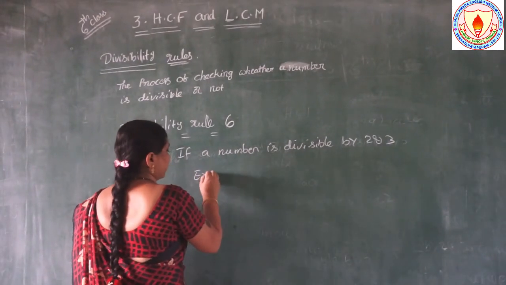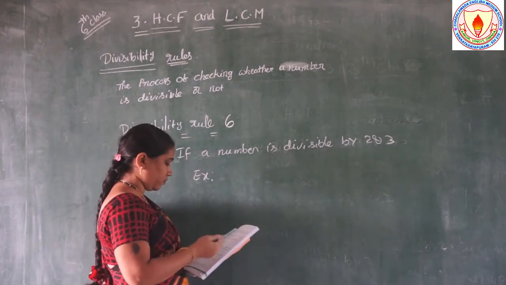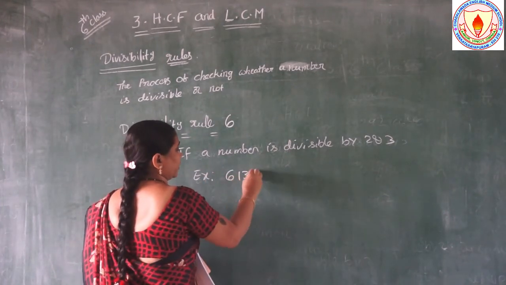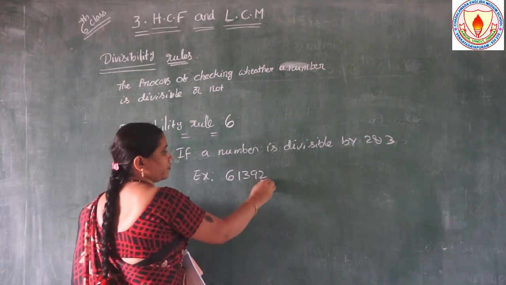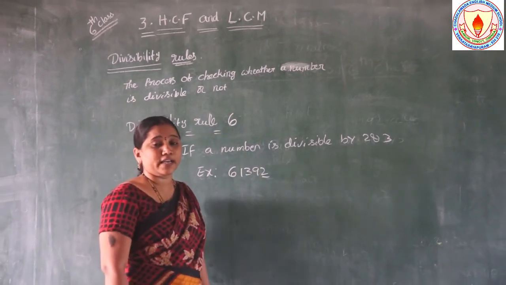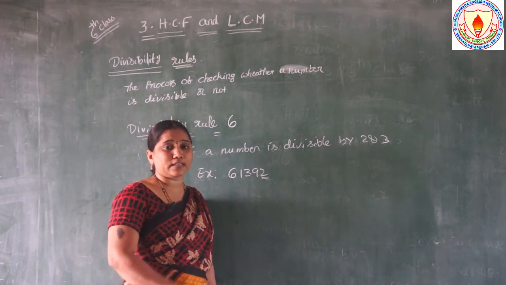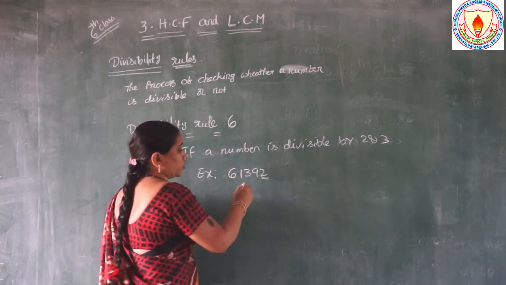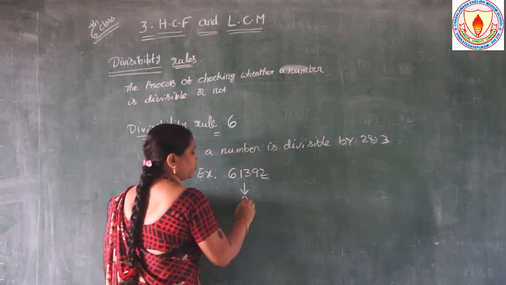Suppose I will give some example here. The same number, 61392. We check with 2. Is it divisible by 2? Yes, it is divisible by 2. Why? Because the ones place number is 2. So the number is divisible by 2.